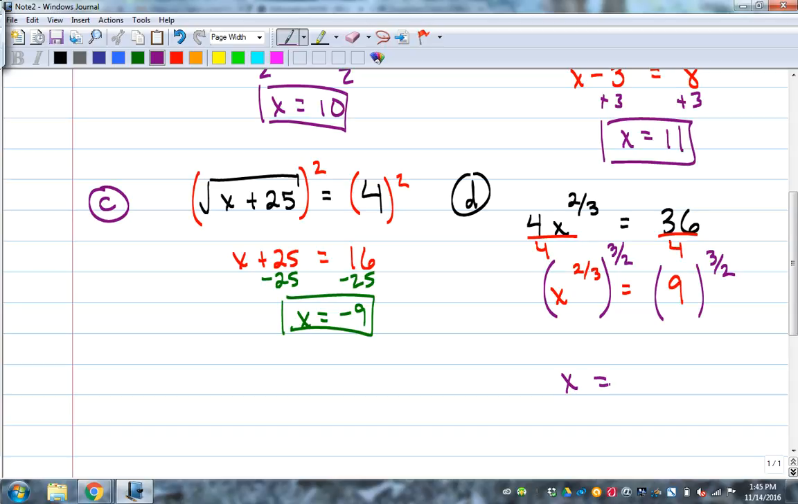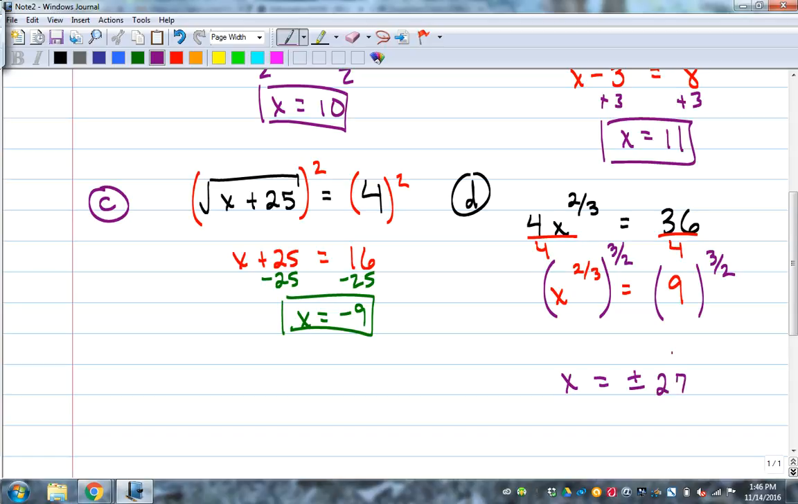So the left side just gets its x. The right-hand side, we've got an even denominator on our fraction exponent. So that means what should go in front of the answer? Good. Plus or minus. Good. So that's one hurdle we got to jump. Now we just need to work out what is 9 to the 3/2 power. It works out to be 27.